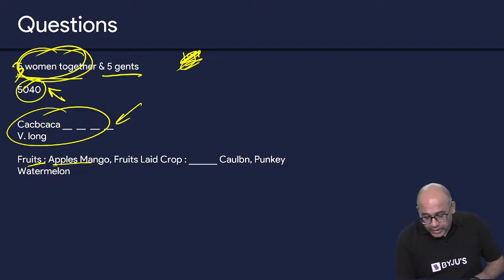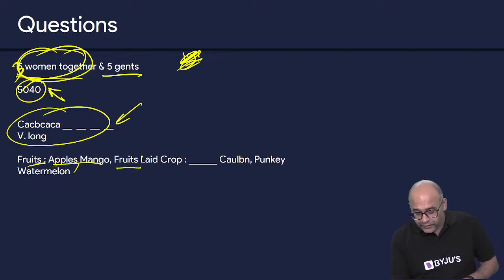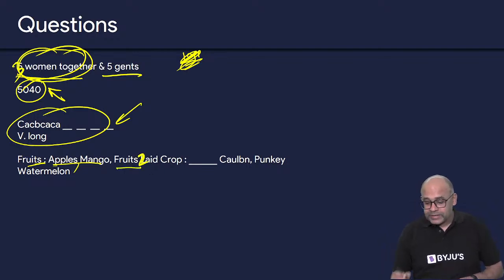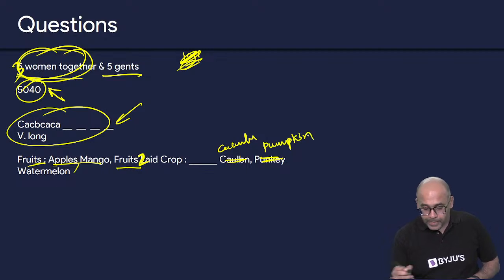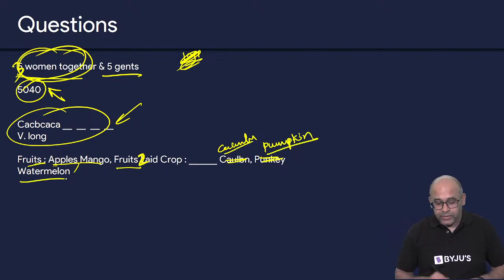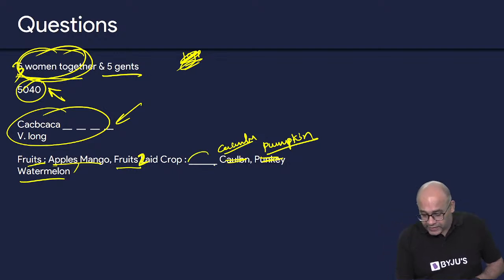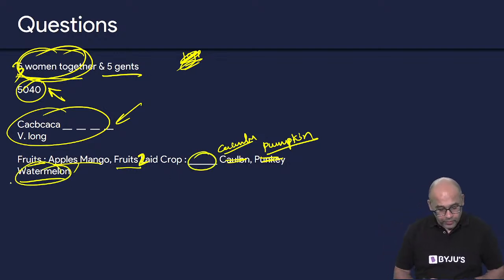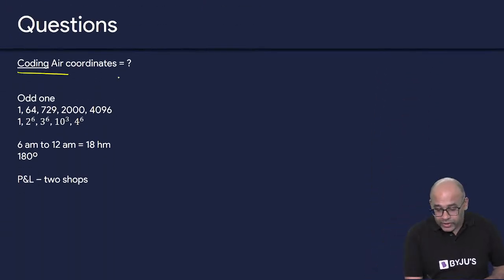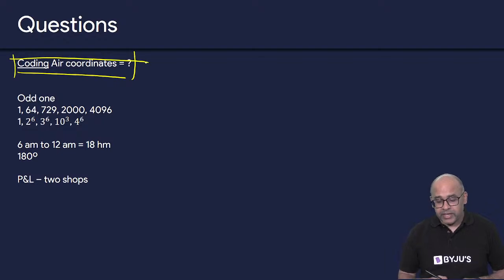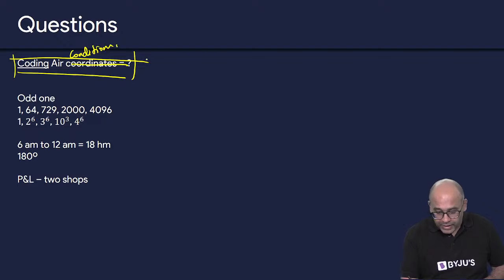Next, moving on, we had apples, mango, fruits. Then we had Z crop, not late crop. Z crop, this is cucumber, pumpkin and watermelon. So I believe this answer should be watermelon. Okay, let's move on. There's one question on coding and air conditioners, but I didn't have the answers for this.